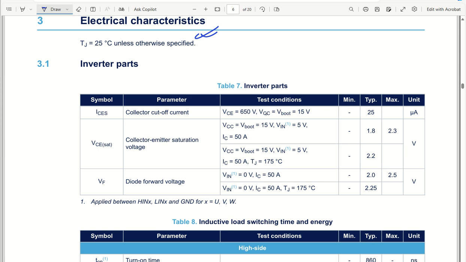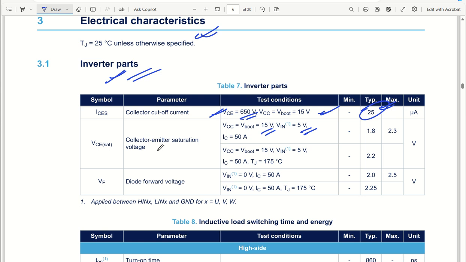Similar to that, we will talk about electrical characteristics for inverter parts. So in inverter parts, as you can see, we have a collector cutoff current which is going to be 25 microamperes. Okay, at these particular voltages, like 650 volt of VCE, and VCC or V boot voltage will be 15 volt. So all the test conditions are for VCC as 15 volt, input supply as 5 volt, and VCE as 650 volt.